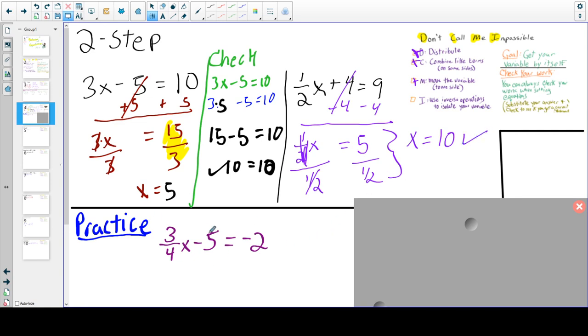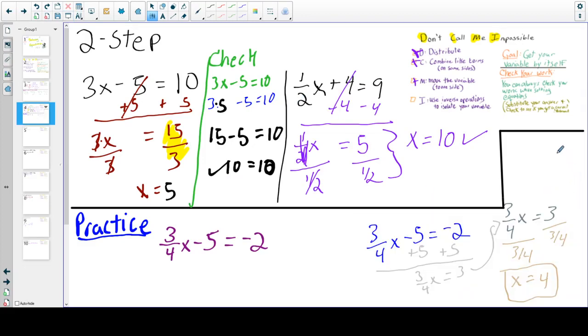Here's a practice problem right over here. Try it on your own. It's very similar to both of these questions. Try, pause the video, and figure it out. All right. Here's the answer to that question.